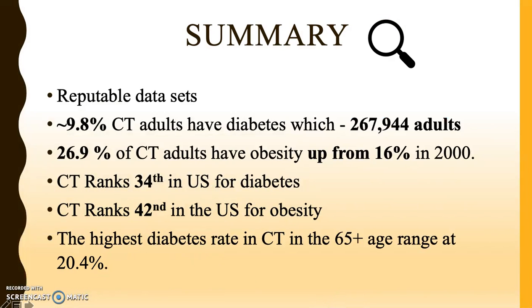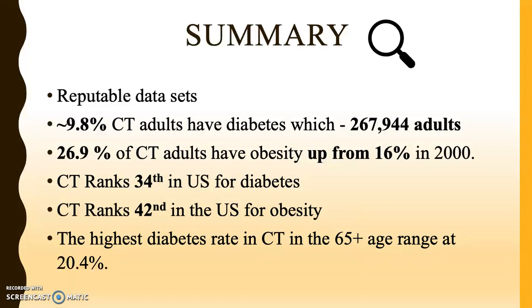In summary, I have used reputable data sets. Approximately 9.8% of Connecticut adults have diabetes. This is about 268,000 people. 26.9% of Connecticut adults have obesity, which is up 16% from year 2000. Connecticut ranks 34th in the United States for diabetes and 42nd in the United States for obesity.